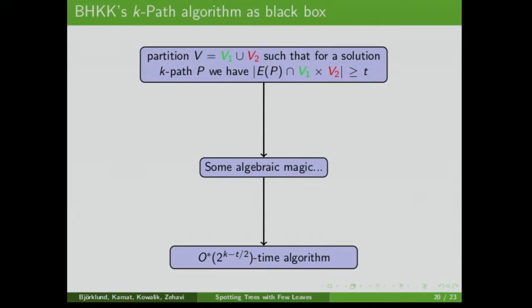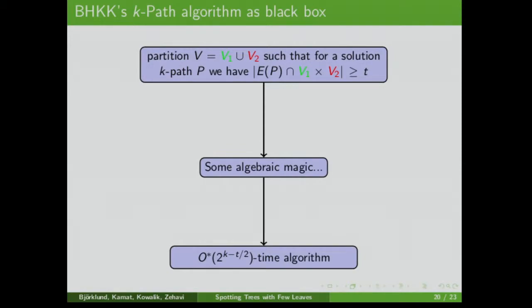Then some algebraic magic is going on, which we don't want to look into because it takes much time and we don't have it. And then the claim is that you get this running time, 2 to the k minus t over 2. So you can treat this t as your saving over 2 to the k time. You want this t to be big. If you want to understand what we did, for the result on trees, we had to make our hands dirty and open this black box and redesign it for trees.